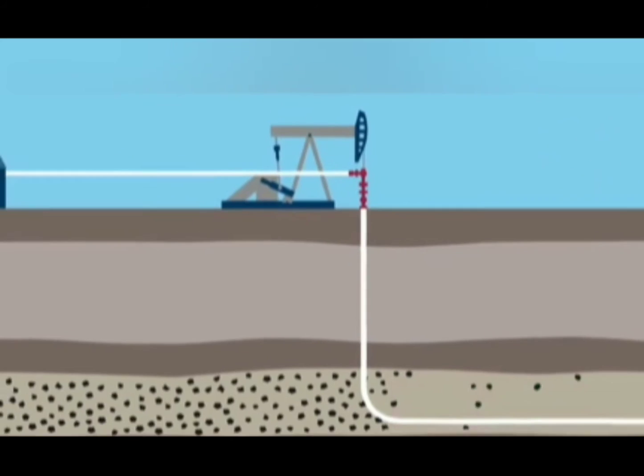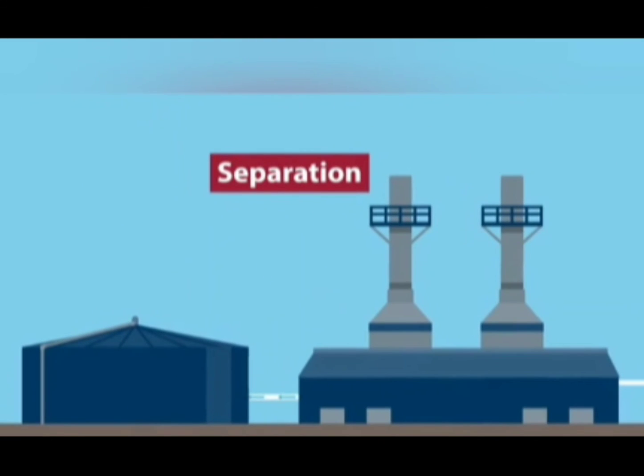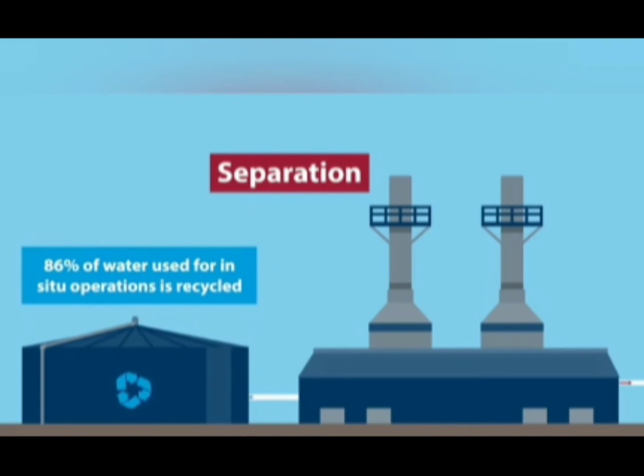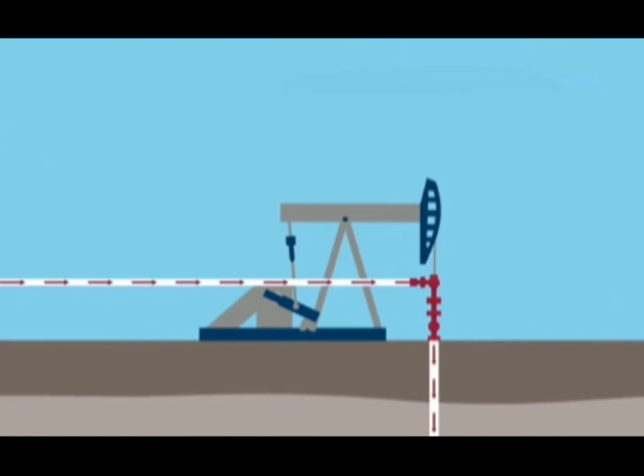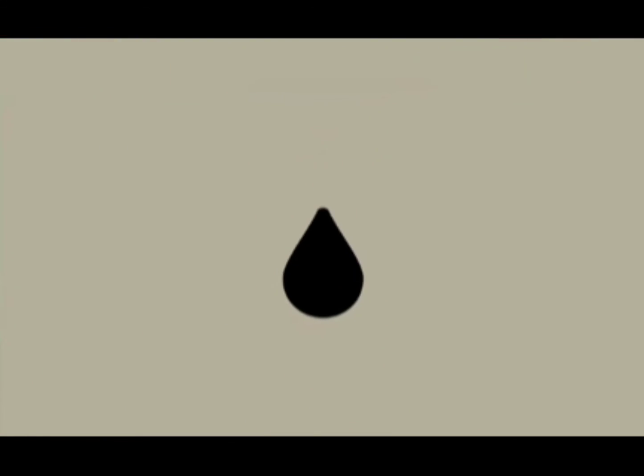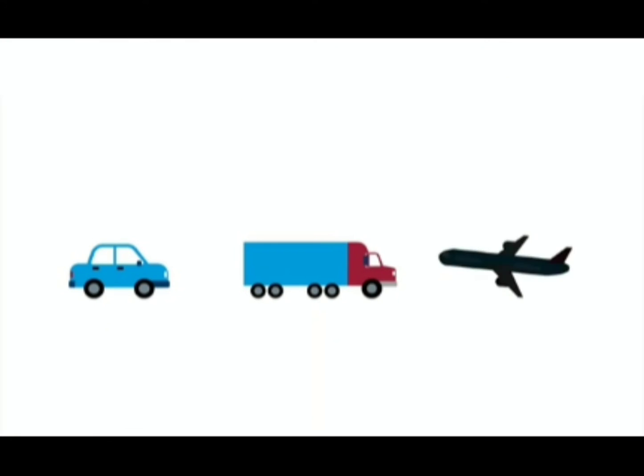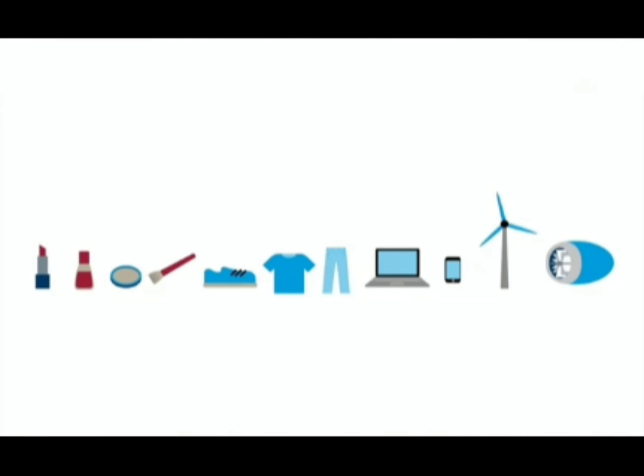Bitumen and water are sent by pipeline to a central processing facility for separation. The water can then be recycled, converted to steam, and sent back to the well site to be used again in production. Bitumen is a valuable resource that can be refined into transportation fuels such as gasoline, diesel, and jet fuel. It can also be used by petrochemical plants to create everyday products like cosmetics, textiles, plastics, and lightweight construction materials.